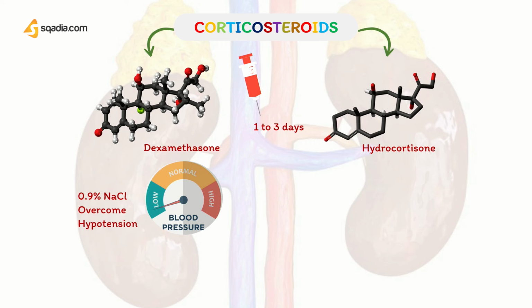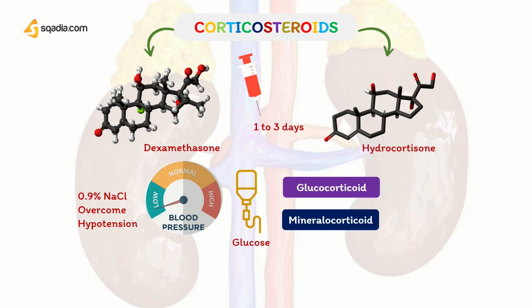0.9% sodium chloride is administered to overcome the hypotension in the patients of Addison's disease. We administer glucose to control the hypoglycemia. Eventually, you will consider oral glucocorticoid and mineralocorticoid replacement therapy for a lifelong treatment.